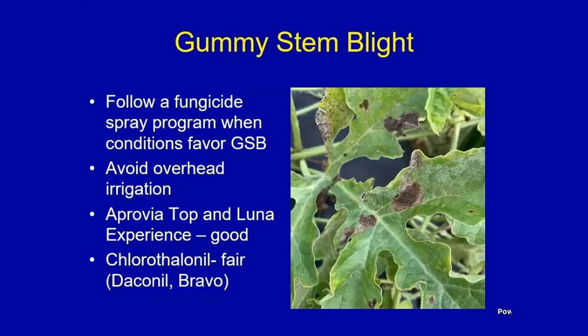You can follow a fungicide spray program when conditions favor the disease. Products like Approvia, Top, and Luna Experience are considered good in our Southeast guide. Those would be ones that commercial growers may be able to afford and find in the state. Chlorothalonil is considered fair. And this is a product that's the active ingredient. It goes by a number of different trade names. Daconil is a common one that you might find in your local stores.